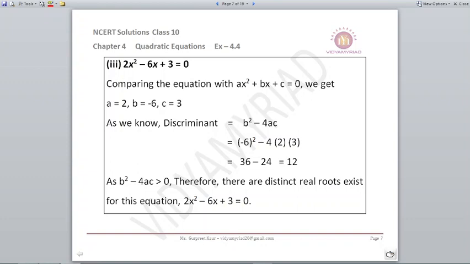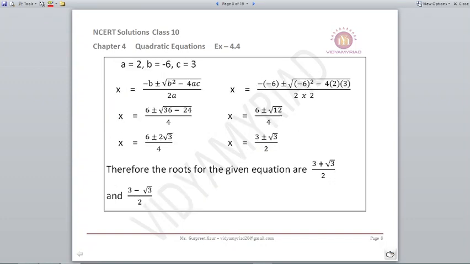There exist distinct real roots, and we will find them with the help of the quadratic formula, that is minus b plus minus square root of b square minus 4ac upon 2a. We know a is 2, b is minus 6 and c is 3. Put this in the formula and you will reach 6 plus minus square root of 12 upon 4, which can be further reduced, and the value of x comes out to be 3 plus minus root 3 upon 2. Since it is plus minus, the two distinct roots are 3 plus root 3 upon 2 and 3 minus root 3 upon 2.